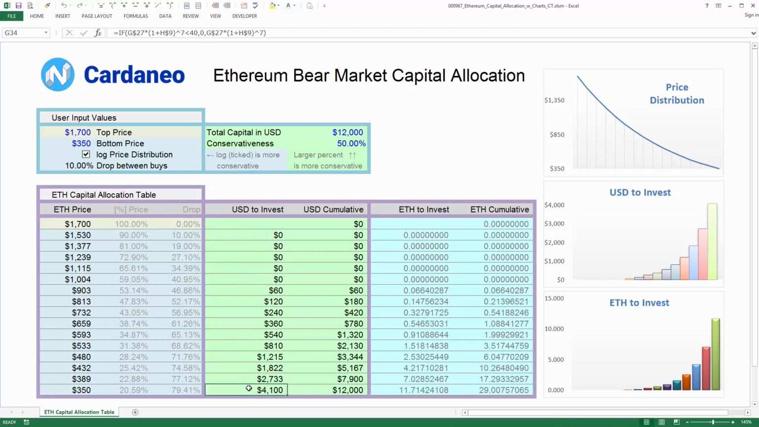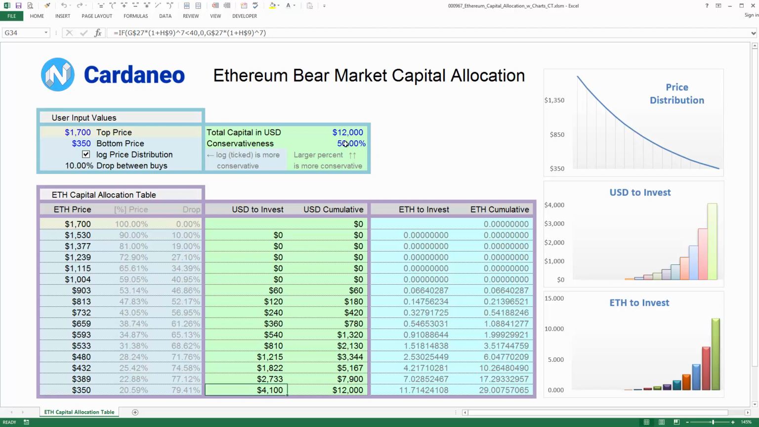Now again, this might be way too conservative for you. You may not be willing to wait for $350 Ethereum in order to put all this money in it. Ultimately, it is your choice. However, if the price does go to 350, you will be very happy that you have waited with all this money so you can buy at that price level. Investing is simply a trade-off of your decisions.